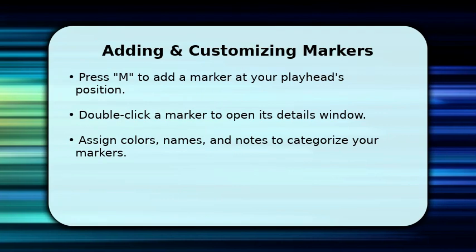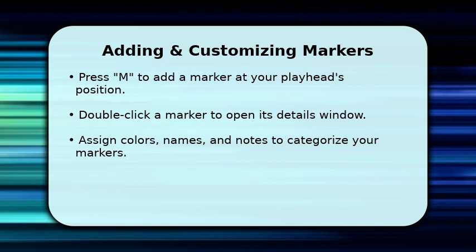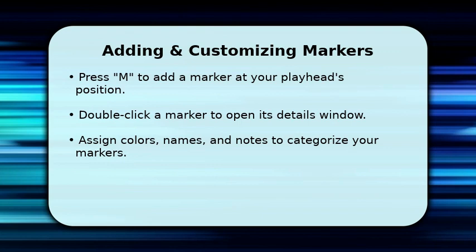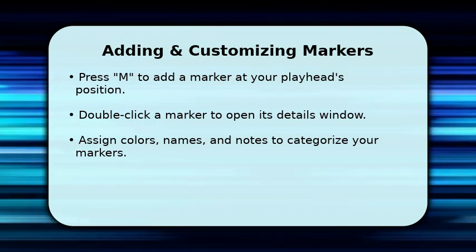Adding a marker is simple. Just press the M key on your keyboard at the desired spot on your timeline. To customize it, double-click the marker to open the Details window. Here, you can give it a descriptive name, add detailed notes, and even change its color. Using different colors helps visually distinguish between various types of markers, like green for good takes or red for issues.